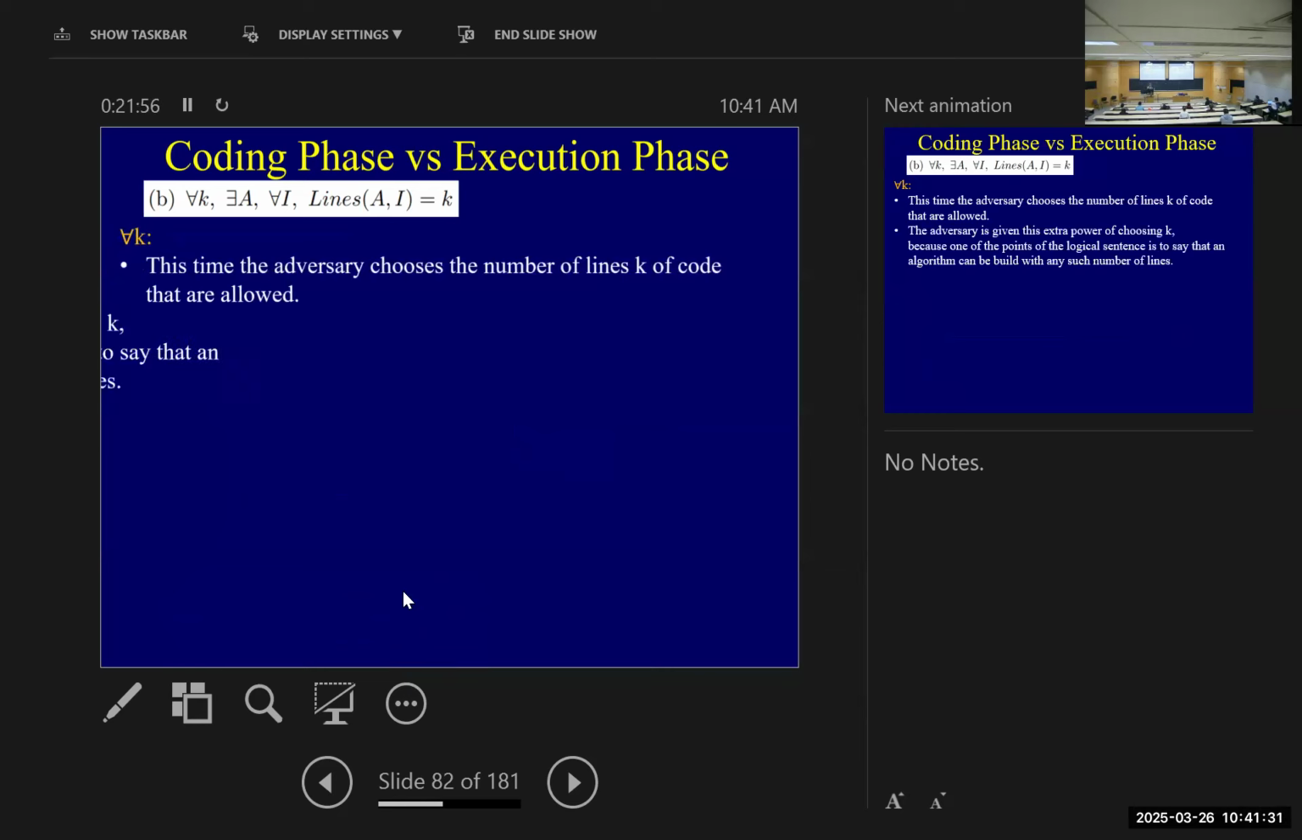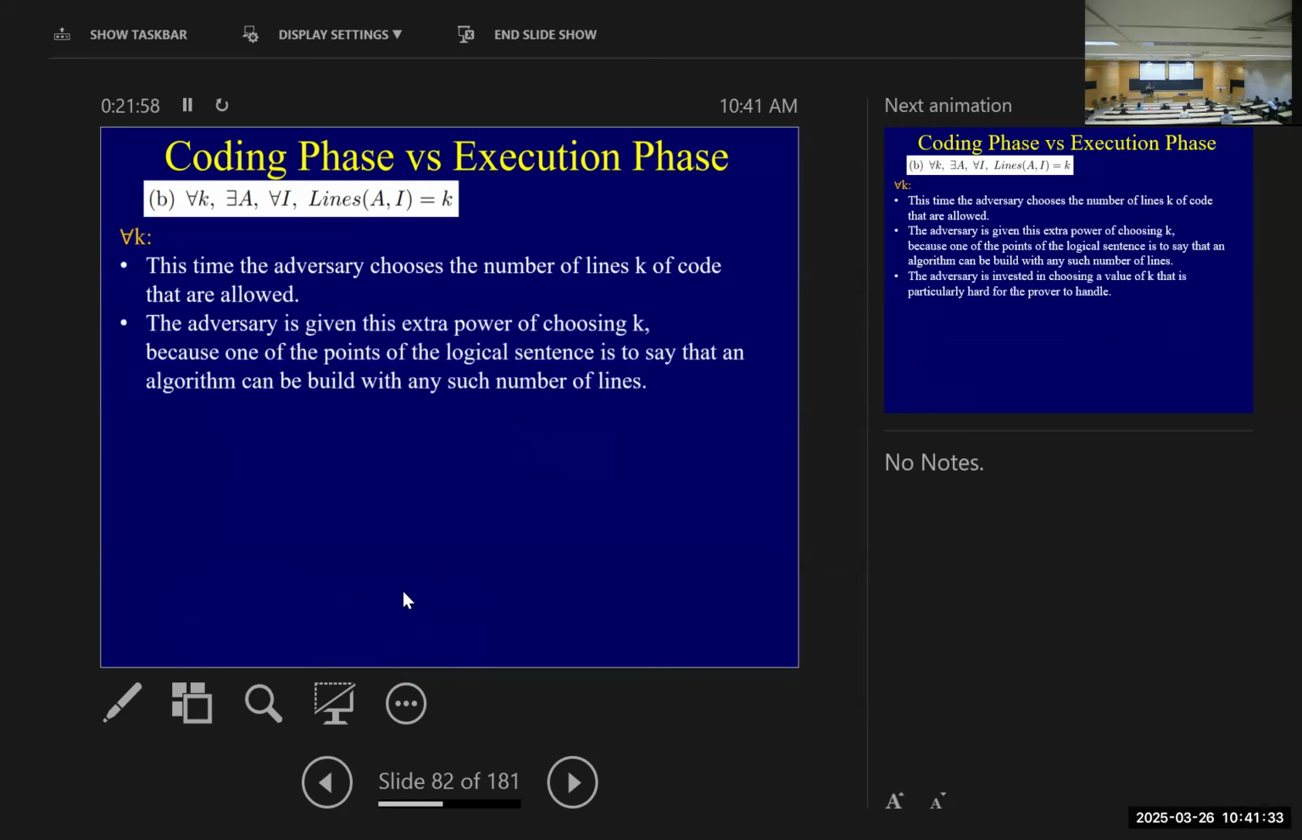What's the game? Adversary gives me a K, right? The adversary gets to choose the K this time. Before, we were saying there exists a K. You give me an algorithm, there exists a K. Now I'm saying any K. Here's a bijection. Every algorithm has a K. Every K has at least one algorithm, right? We're doing a bijection between the Ks and the algorithms, right?